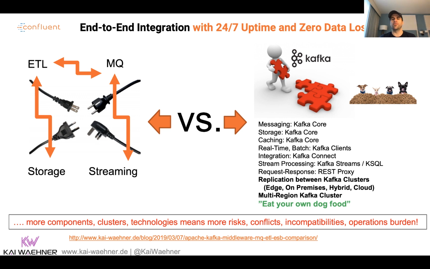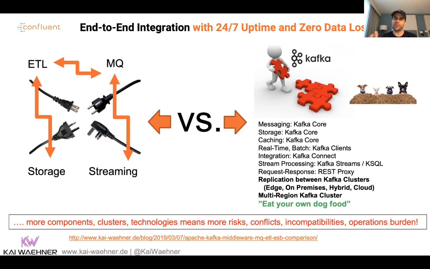However, the big point is what you have to be aware of. The more components, clusters, technologies, this means the more risks, conflicts, incompatibilities, and operations burden you will have. And therefore, for end-to-end mission-critical integration and streaming, the more different products and infrastructure you use, the harder it gets. It's that easy. And therefore, you should always ask the question for yourself, if I have Kafka anyway, and even if you just use it for messaging in the beginning, why should I use an additional component to make it harder to get the end-to-end integration possible without data loss and without downtime?